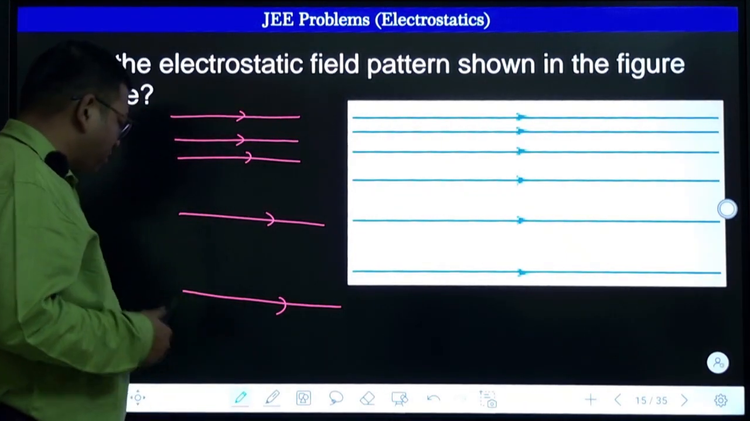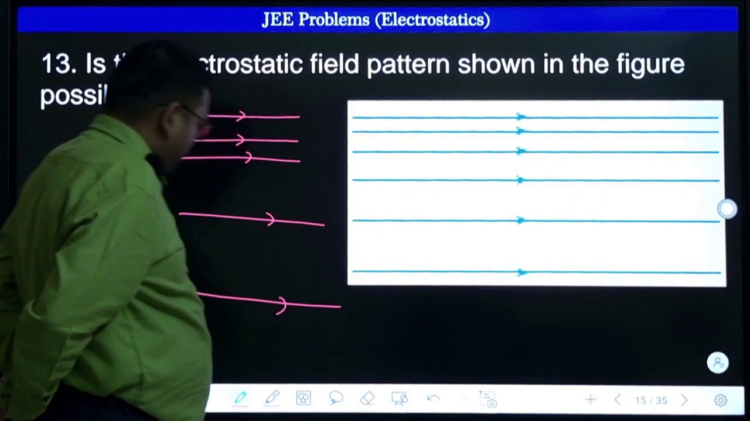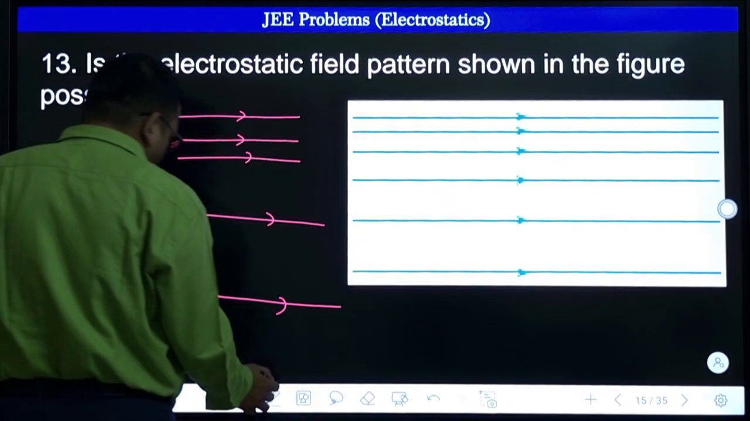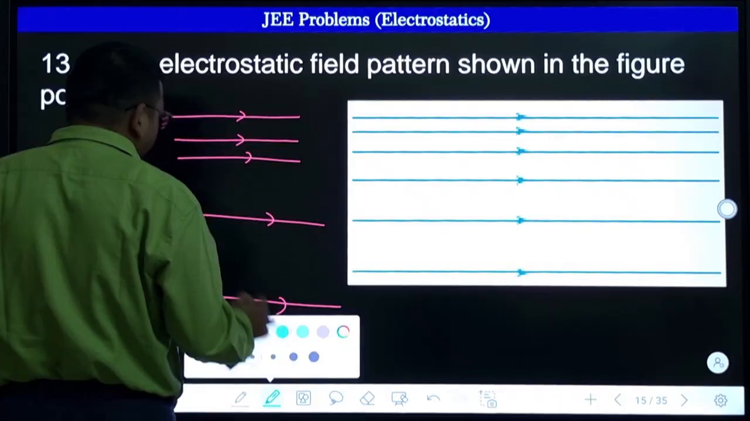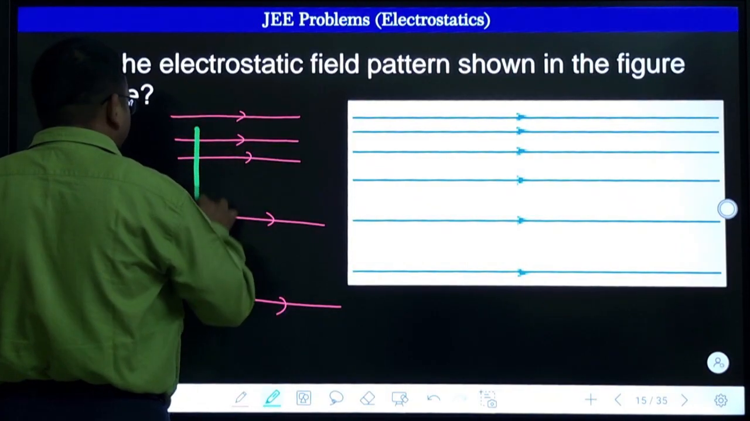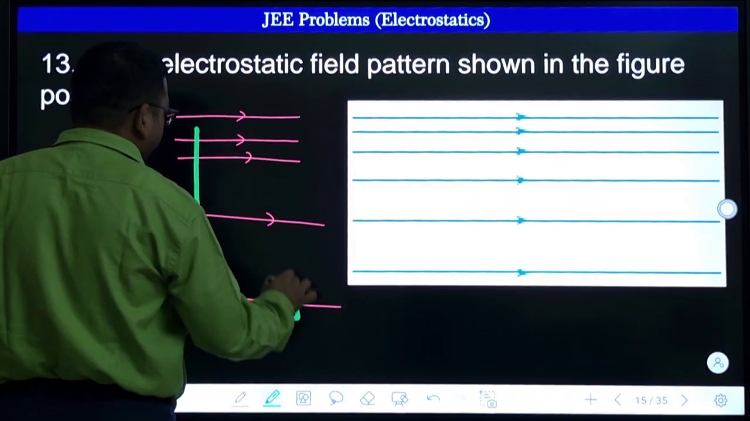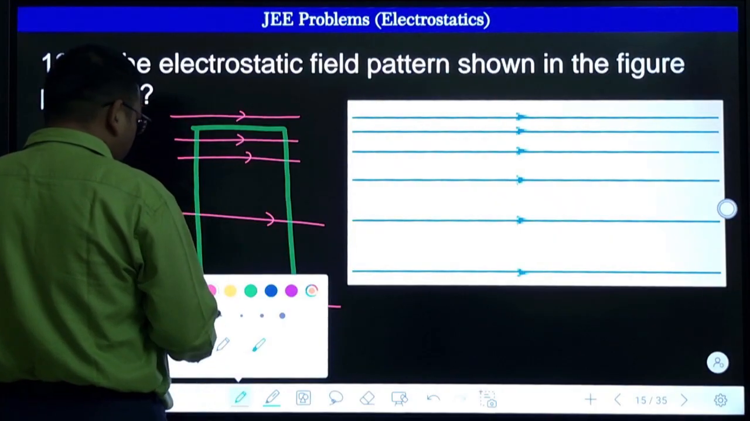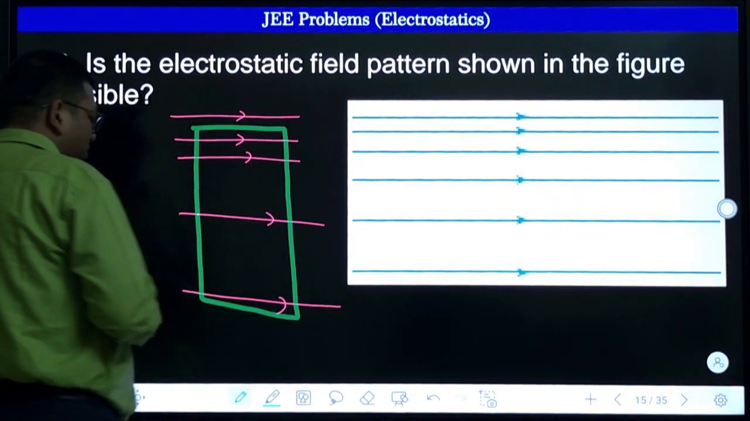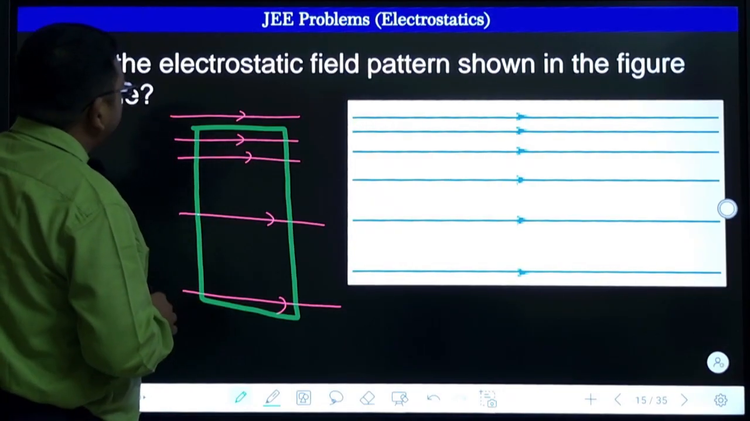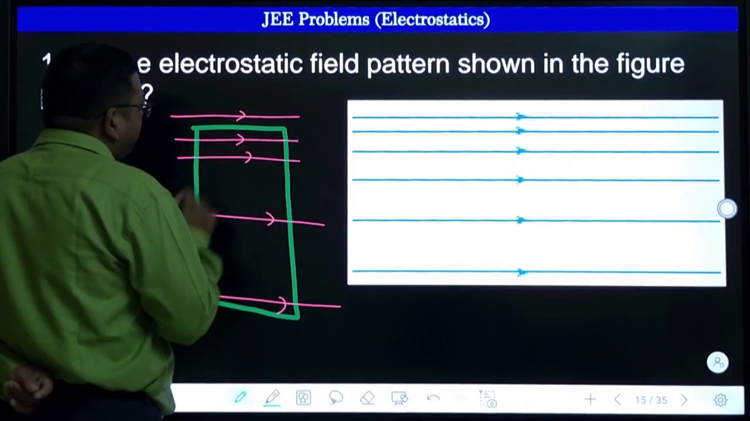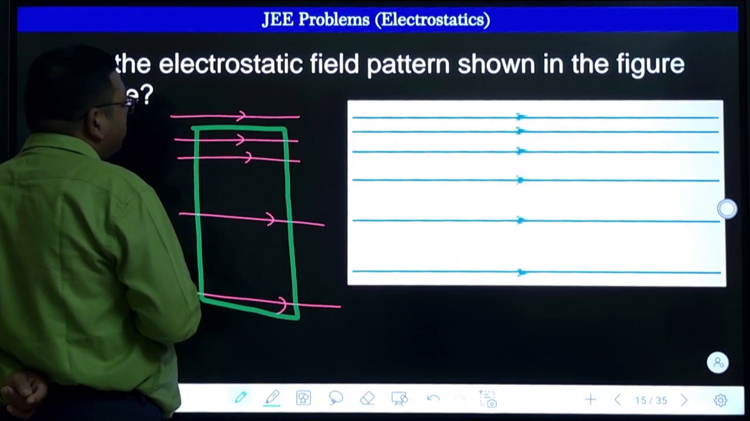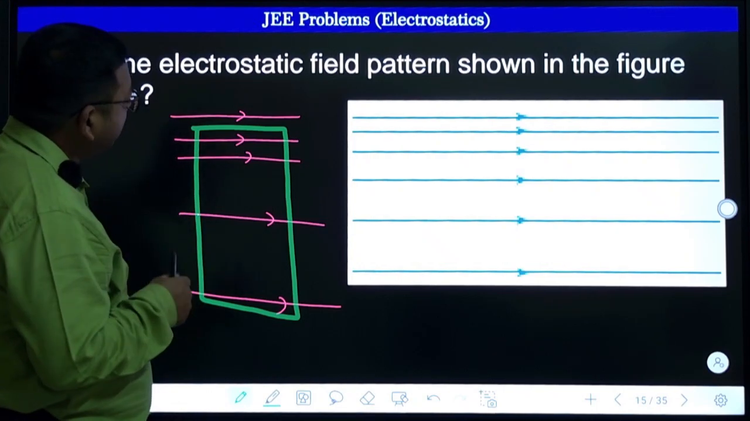So let us try to think of some way. Suppose I try to make a Gaussian surface like this, a rectangular Gaussian surface. If I make this type of Gaussian surface, what will happen? Of course, flux will be zero, whatever the field lines.